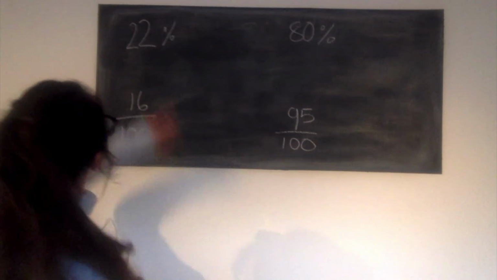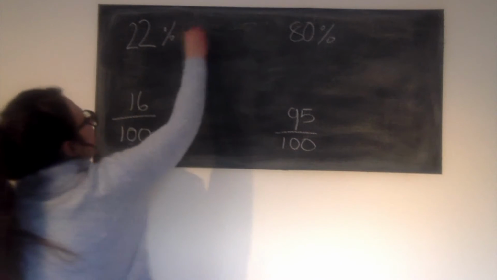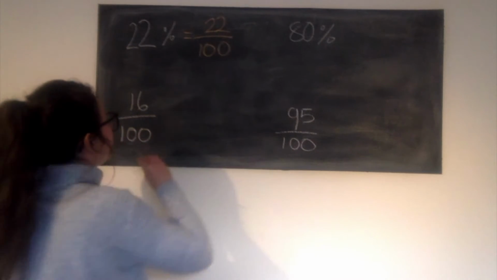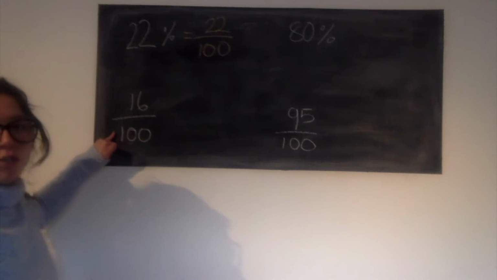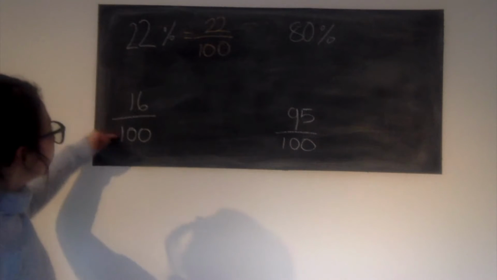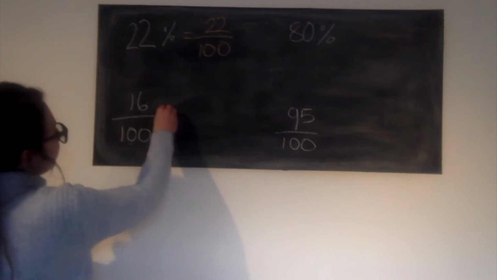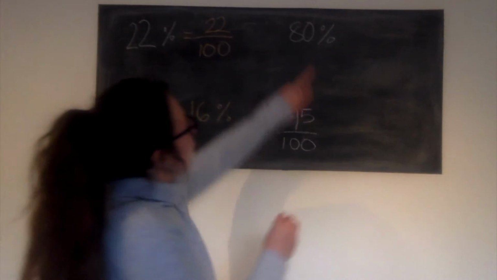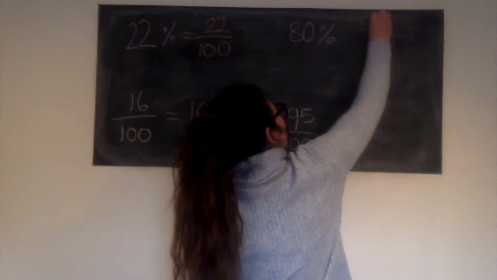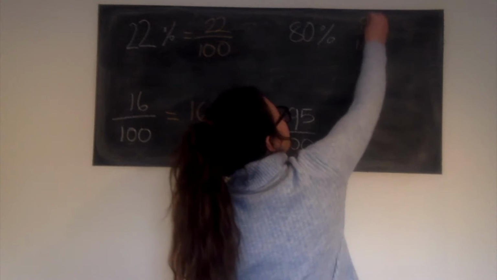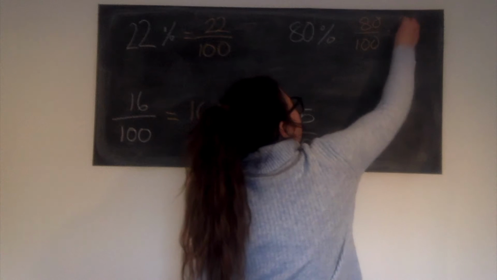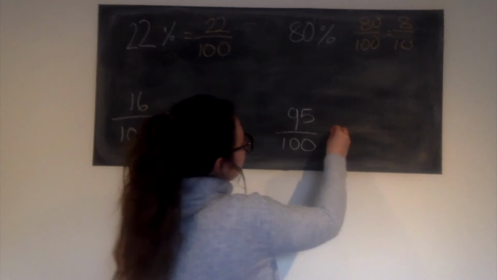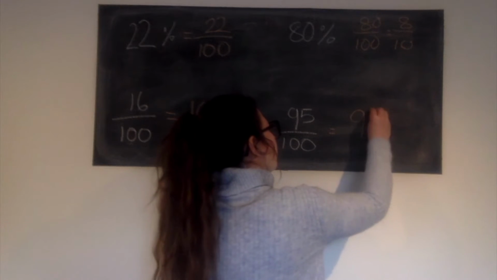So to start off with, we have 22%. So that means 22 out of 100. So that's our fraction. This time we have a fraction, we need to turn it into a percentage. So it's already out of 100 for us. 16 out of 100 is 16%. 80% is 80 out of 100, 80 hundredths. We could simplify that to 8 tenths. Well done if you did that. And then the last one, 95 hundredths, is 95%.